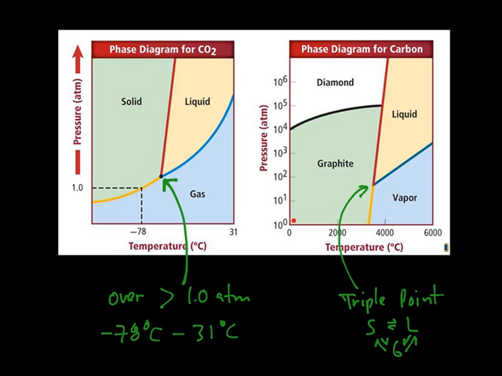Is there a triple point when it comes to diamond? No, there is not, because again, a triple point is between three different phases. Diamond does not have a triple point, because the diamond region does not intersect with the vapor. Only the graphite region intersects with the vapor.